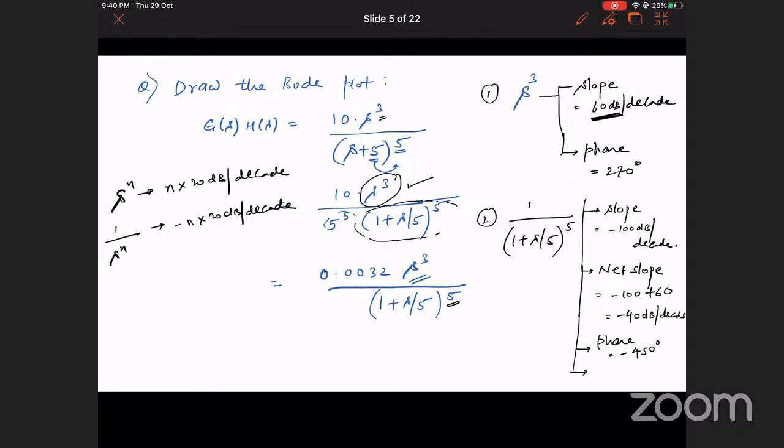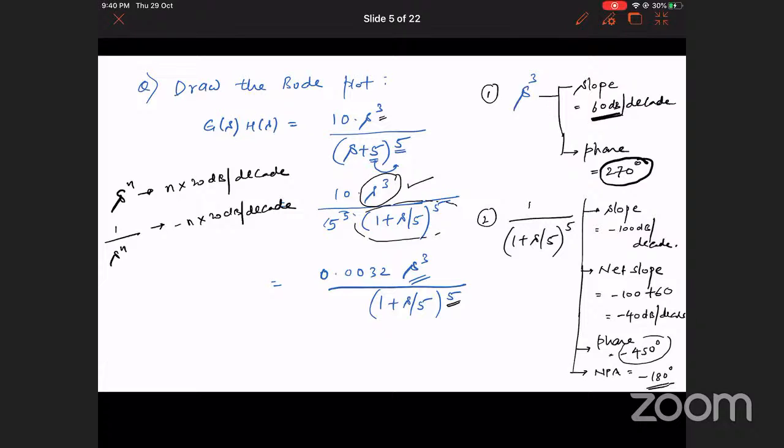But then you also calculate a net phase angle. Again, the concept remains the same, guys: the current phase plus the previous phase. So what is the current phase? It is minus 450. What is the previous phase? It was 270. So minus 450 plus 270 becomes minus 180 degrees. So this much data is enough for me to go for a complete Bode plot. I hope you understood that.